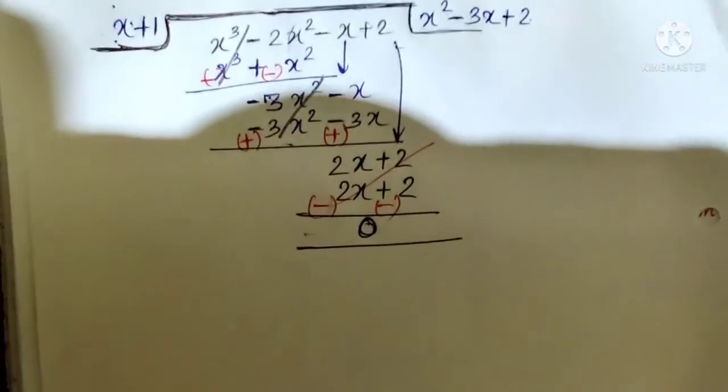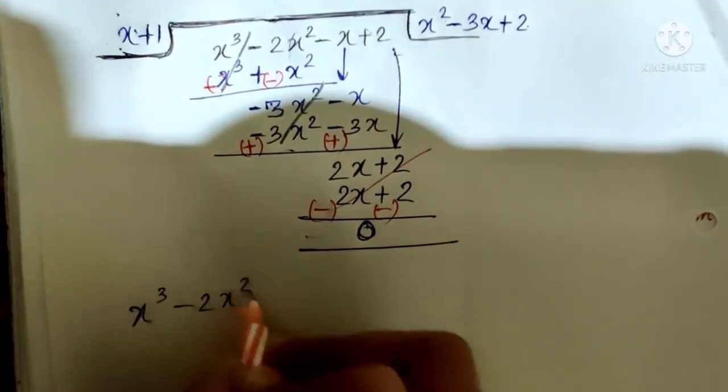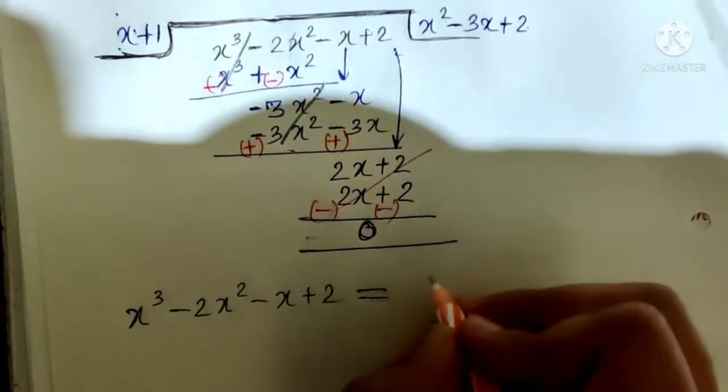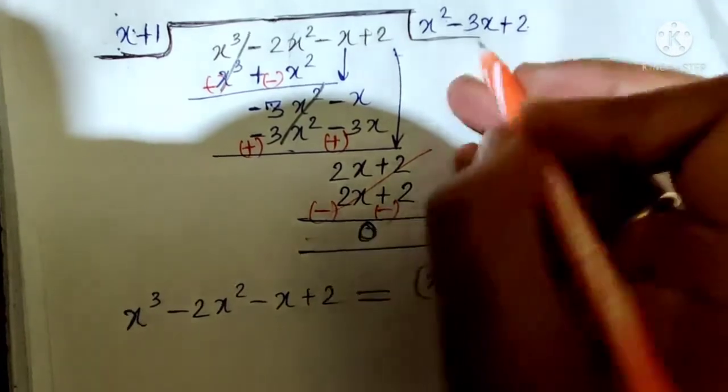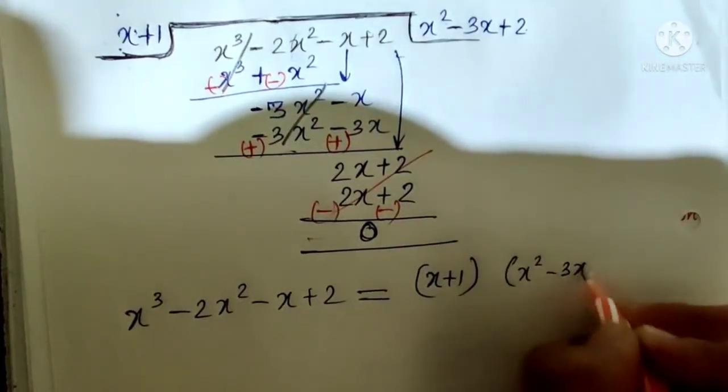What are the factors? So how can we write? We can write it this way: x cube minus 2x square minus x plus 2 equals, one factor is this one, x plus 1. Another factor is what? This one, the quotient also, no? x square minus 3x plus 2.